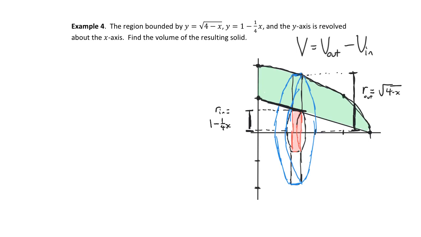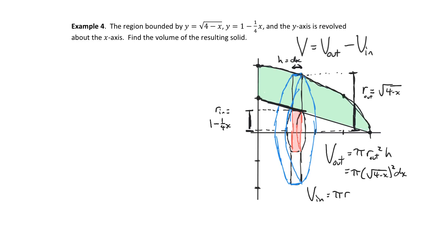When we set these up, the volume of the outer cylinder would be pi times my outer radius squared, times the thickness. We haven't discussed the thickness, but the thickness of this rectangle is moving left and right, so that's going to be dx. That's the height. So in our case, that's pi times the outer radius, the square root of 4 minus x, quantity squared, multiplied by dx. And the volume of the inner cylinder is pi times the inner radius squared times h, which is pi times 1 minus 1/4 x quantity squared dx. The biggest challenge in all of these problems is setting up the integral.